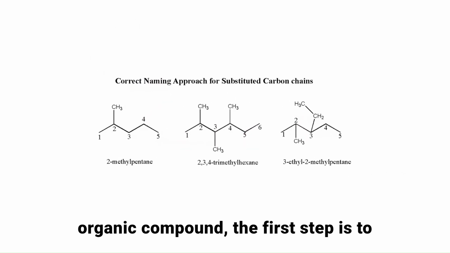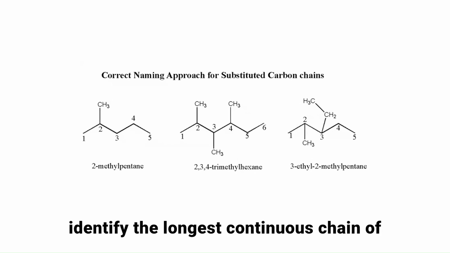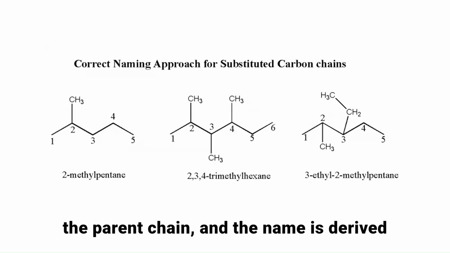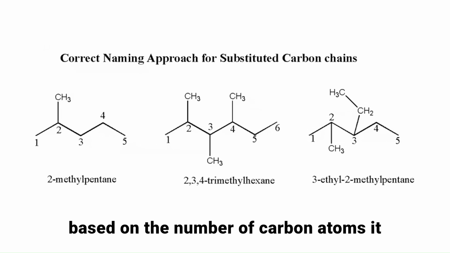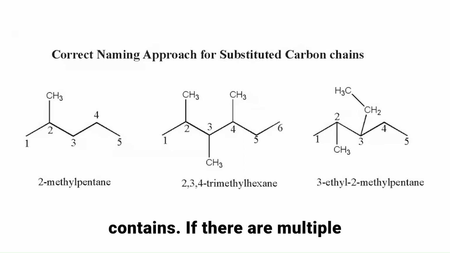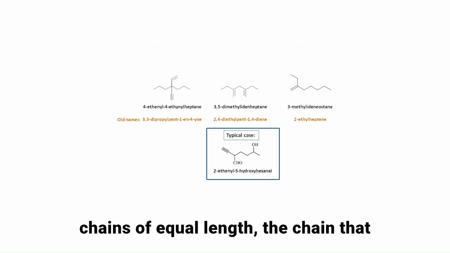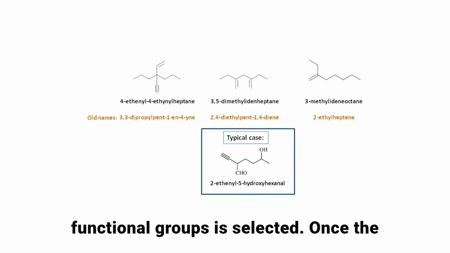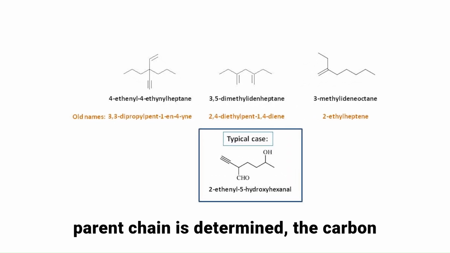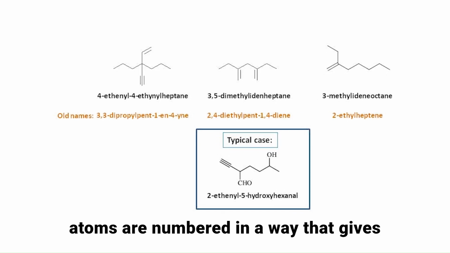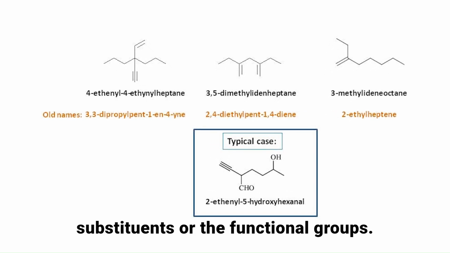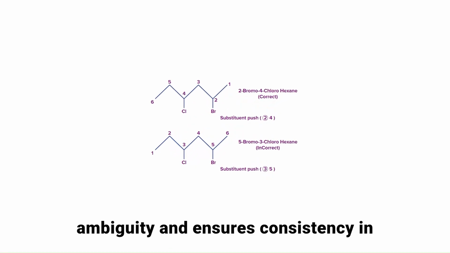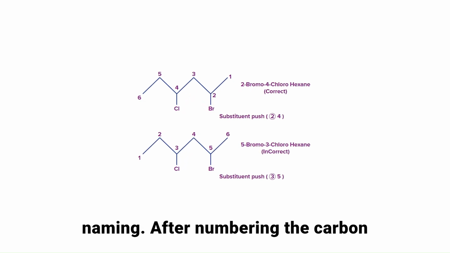When naming an organic compound, the first step is to identify the longest continuous chain of carbon atoms. This chain becomes the parent chain, and the name is derived based on the number of carbon atoms it contains. If there are multiple chains of equal length, the chain that contains the most substituents or functional groups is selected. Once the parent chain is determined, the carbon atoms are numbered in a way that gives the lowest possible number to the substituents or the functional groups. This step is crucial because it minimizes ambiguity and ensures consistency in naming.